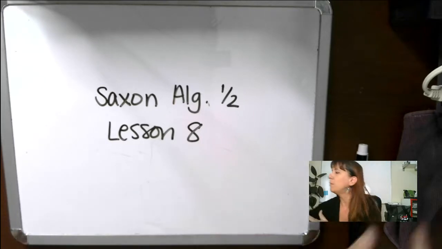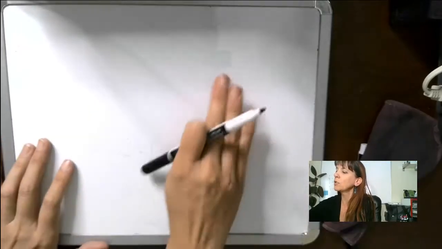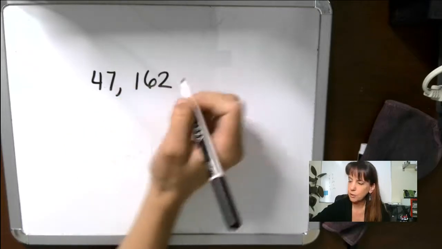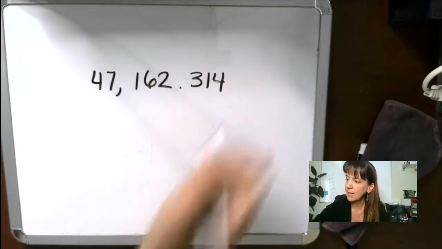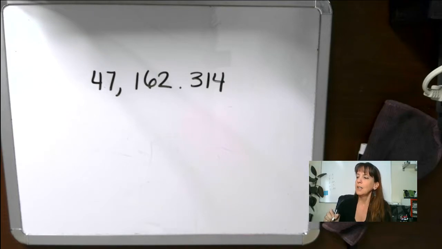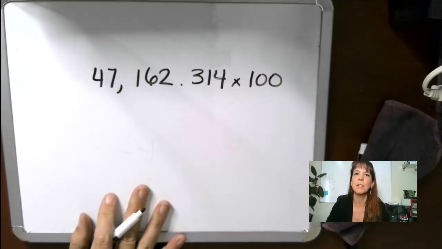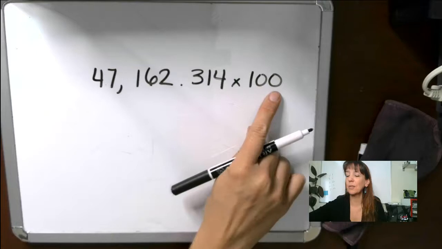All right, so we're going to talk about multiplying by orders of 10. So 100, 1,000, 10,000, things like that. It's actually really easy because then all you have to do is move your decimal over. So let's start with this first example on page 32. We have 47,162 and 314 thousandths. Okay, so we are multiplying that by 100. Guys, there are 2 zeros in 100.